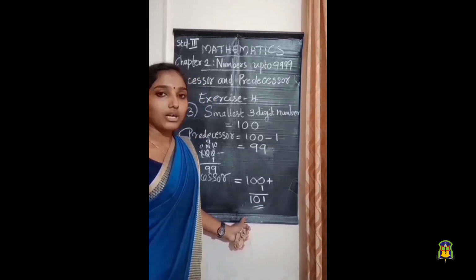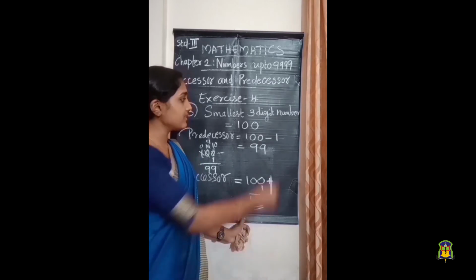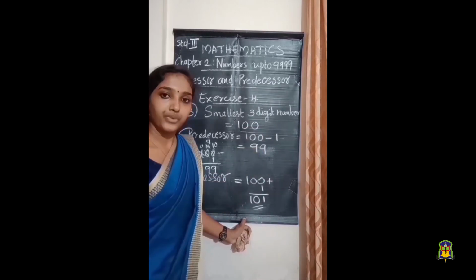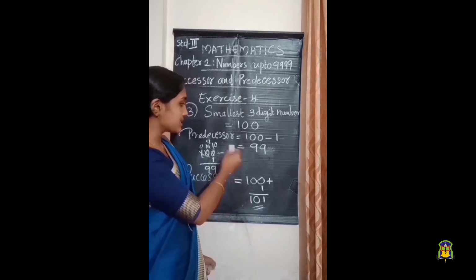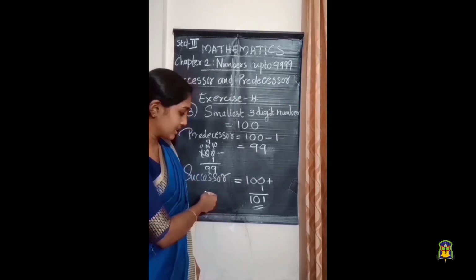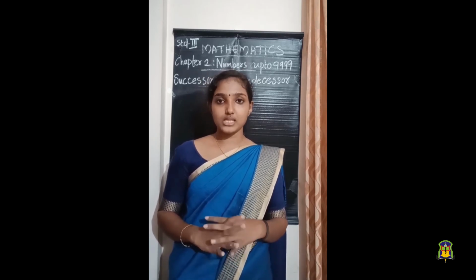So we got the predecessor and successor of smallest 3-digit number 100. Predecessor is 99 and the successor is 101. So in this class, we studied how to find the successor and predecessor of the numbers. Predecessor of a number is the number that is just before the given number. And successor is the number that is just after the given number.